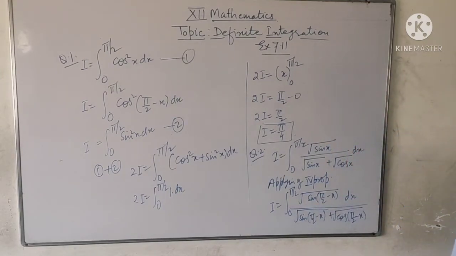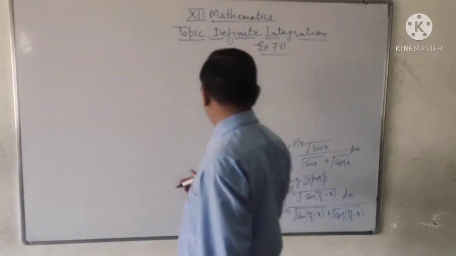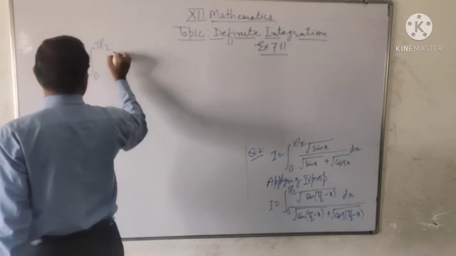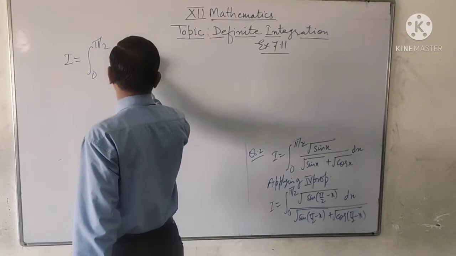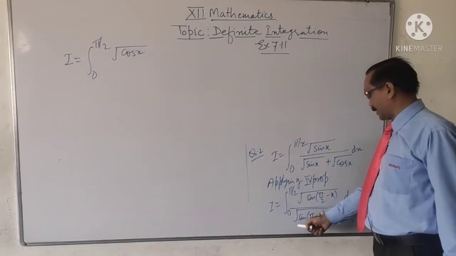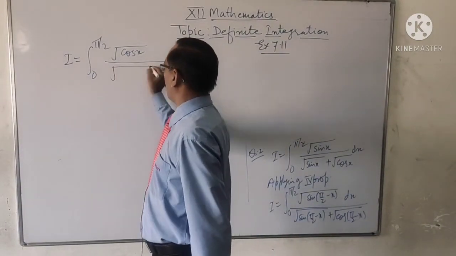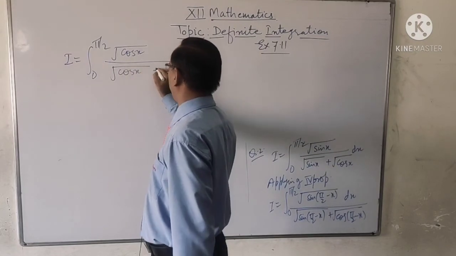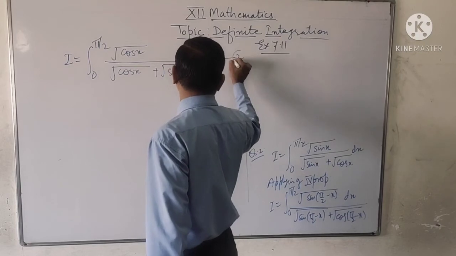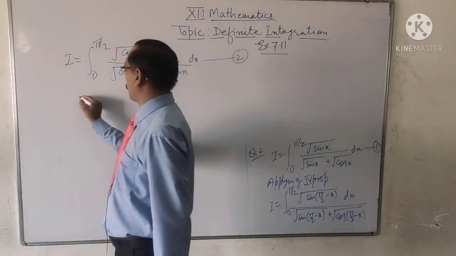Then it becomes I equals the integral from 0 to pi by 2 of root cos x. Sin(pi by 2 minus x) is cos x. This is cos x and this is sin x. So the denominator is root cos x plus root sin x, dx. It is equation 2, let this be equation 1. Then again adding 1 plus 2.